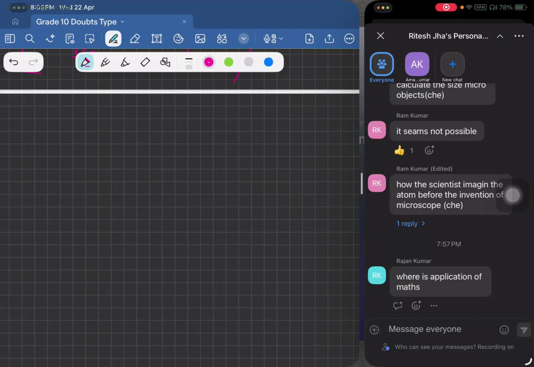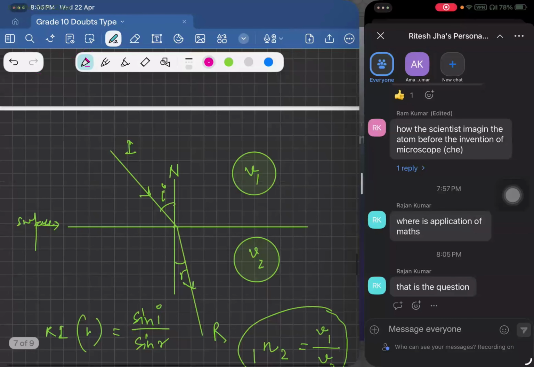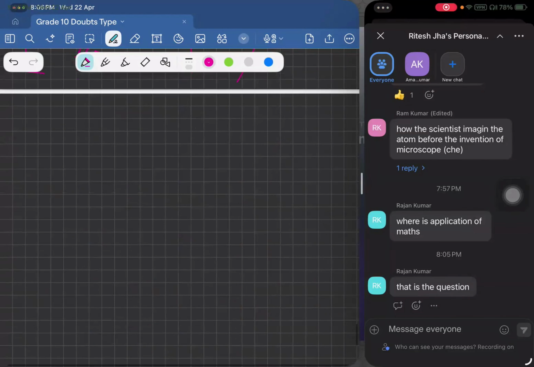You have written, where is the application of maths. So is this your doubt in general, like where we apply the concept of maths, or is this a doubt for any question that I have done earlier? Any doubts that I cleared earlier, guys? Rajan, that is the question. Okay.